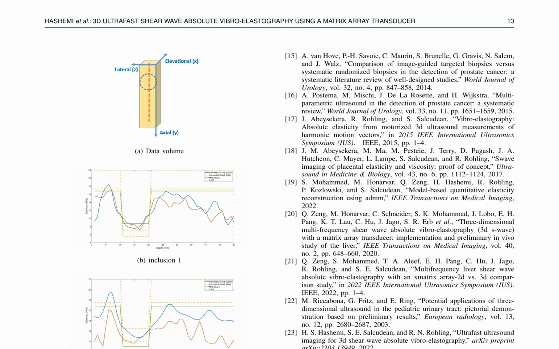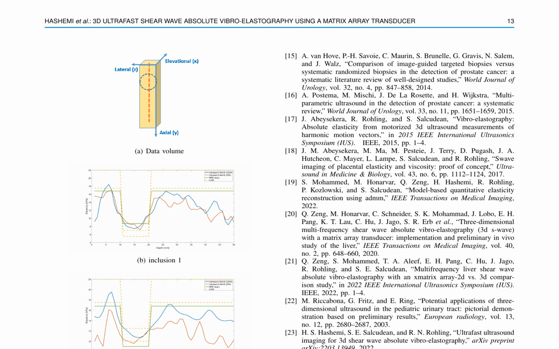This research paper introduces a novel method for 3D ultrafast shear wave absolute Vibro-Elastography using a matrix array transducer. The proposed technique employs a multi-frequency approach to enhance the accuracy and reliability of elasticity measurements in various tissues, including the liver, prostate, and breast.